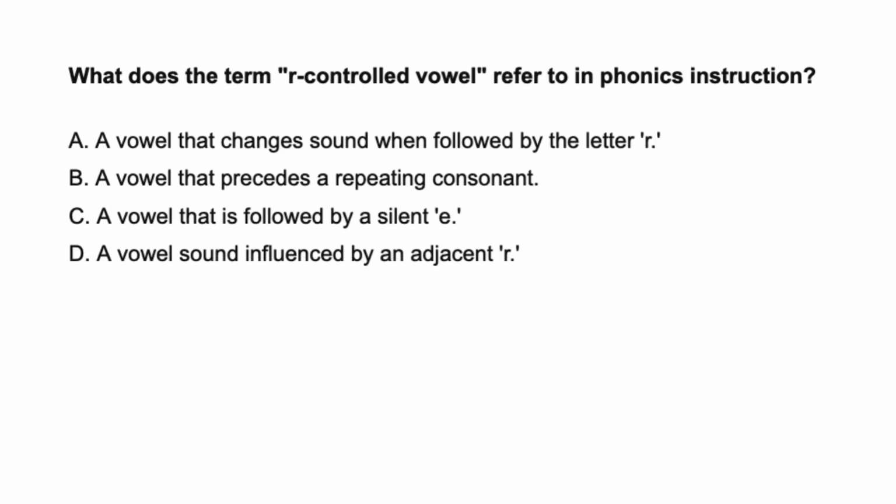Moving on, what does the term R-controlled vowel refer to in phonics instruction? Correct answer D. An R-controlled vowel refers to a vowel whose sound is influenced by the following R, changing its pronunciation, such as in car or horse.